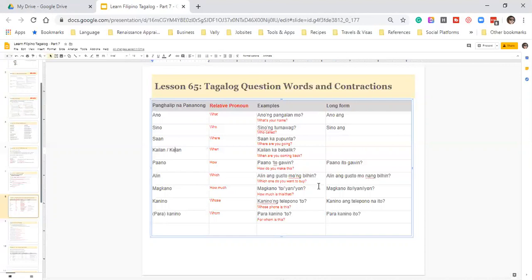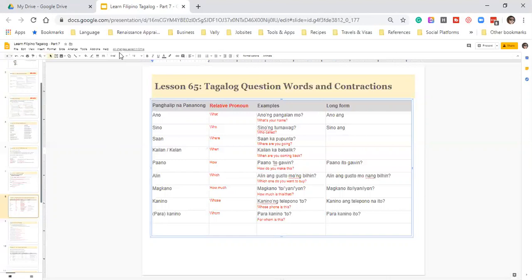Kaninong telepono to? Ito, to. Kaninong telepono to? Kanino ang telepono na ito? Para kanino to? Para kanino ito? Yes. Okay. So let's practice this.